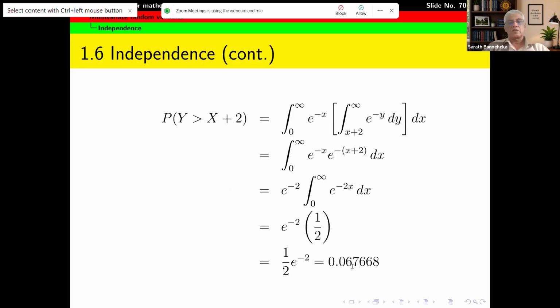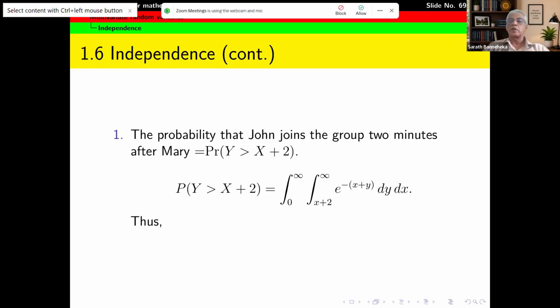That is the theoretical answer. We can get approximately the same answer by simulating. For that, we have to simulate some exponential random numbers with rate 1 for X, and then some Y exponential random numbers with rate 1, and take those as pairs. Then see in each pair how many Y's are greater than X plus 2, and find the proportion of those observations.